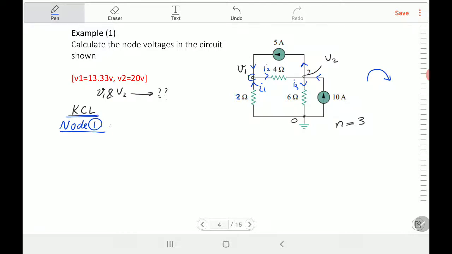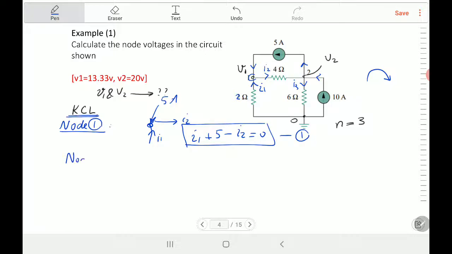You will see this node here. I will try to draw it. There is current I1 and current coming out I2, and coming in here the 5 ampere. So the first equation is I1 is input, 5 is input, I2 is output. It will be equal to 0. So that will be equation number 1.